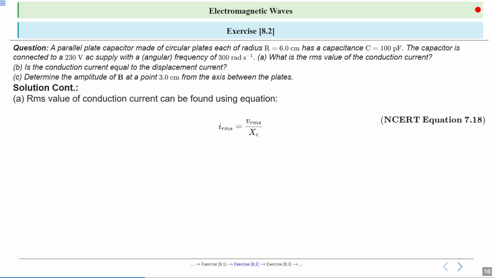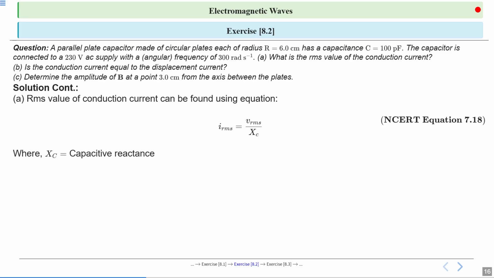So in the case of a capacitor, what is the opposition of it? XC. So IRMS equal to VRMS upon XC. VRMS is given in the question. XC we can calculate. XC is equal to 1 upon omega C. Omega is given, 300 radian per second. C is also given. So can we calculate the IRMS?